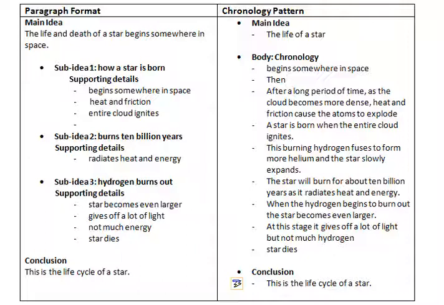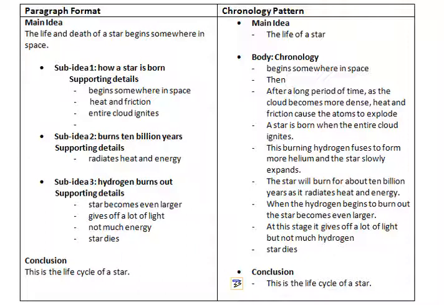Chronology pattern. Main idea. The life of a star. Body. Chronology. Begins somewhere in space. Then, after a long period of time, as the cloud becomes more dense, heat and friction cause the atom to explode. A star is born when the entire cloud ignites.